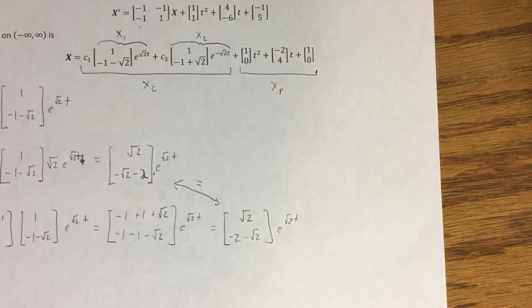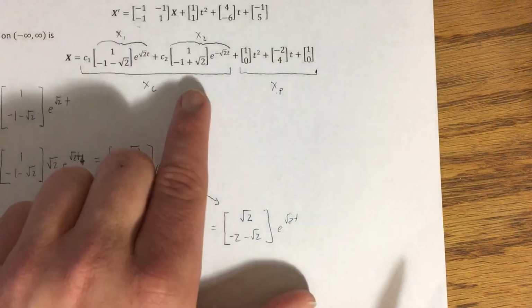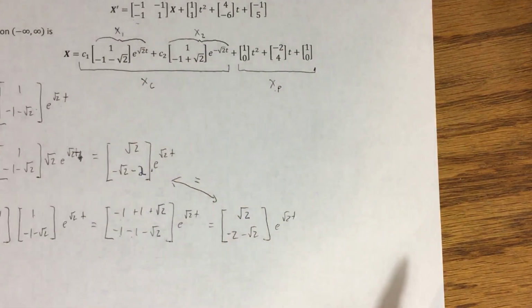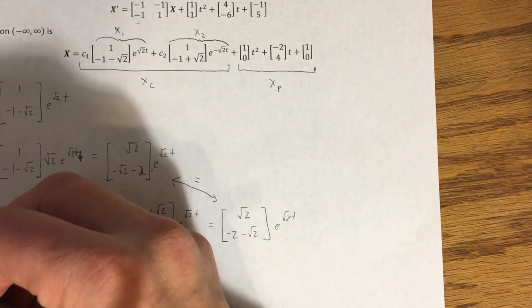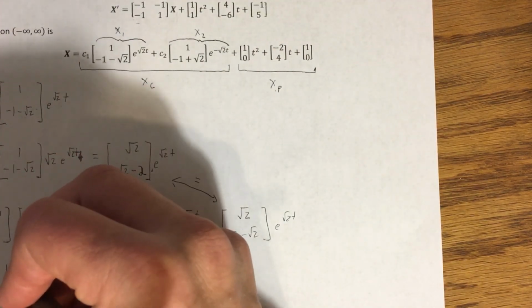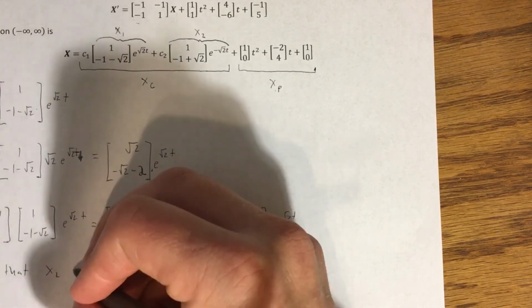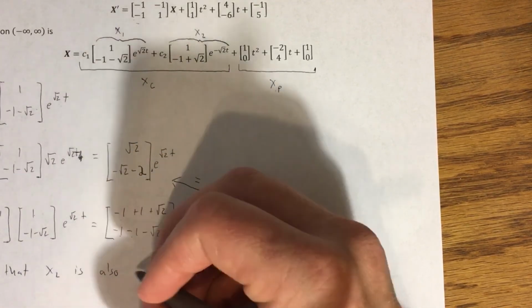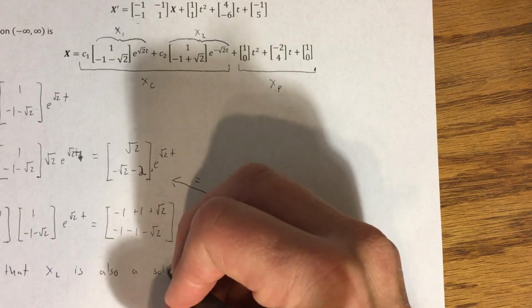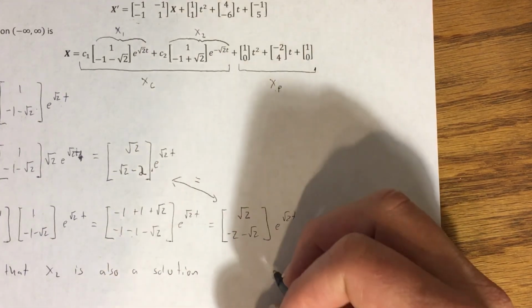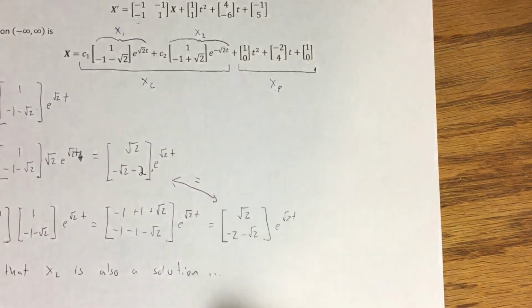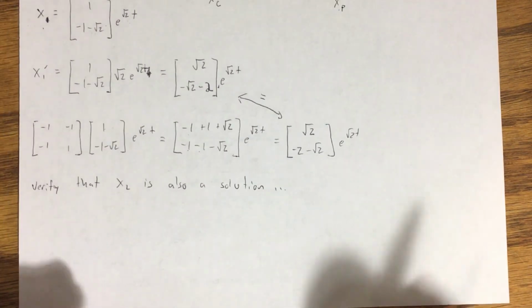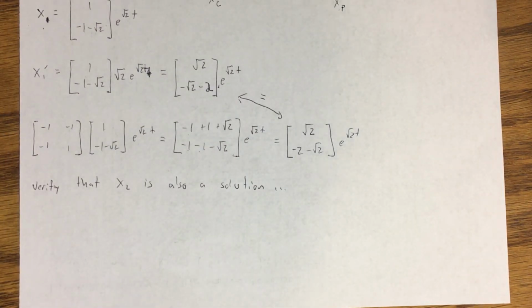We would do the same thing with x2. For the sake of time, and because x2 is so similar looking to x1, I'm not going to check that, but I'm just going to say verify that x2 is also a solution. Okay? The next step would be to show that x1 and x2 form a linearly independent set.